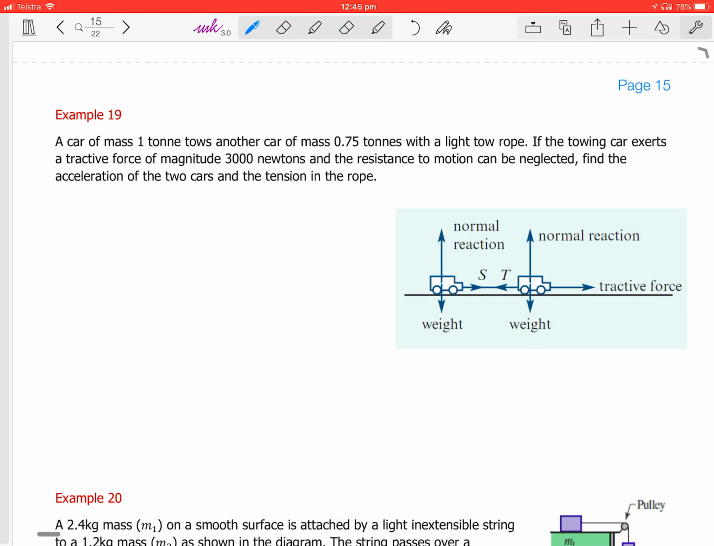Okay, so let's try and apply it. A car of mass 1 ton, so 1,000 kilograms, tows another car of mass 0.75 tons with a light tow rope. They say light because we don't want to worry about the weight. I might actually draw it on the diagram because it'll make more sense.